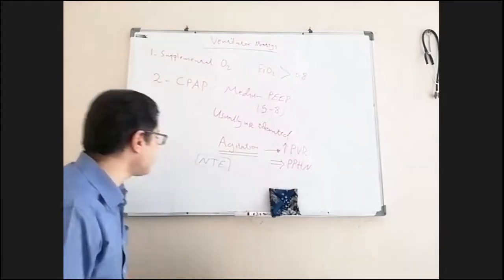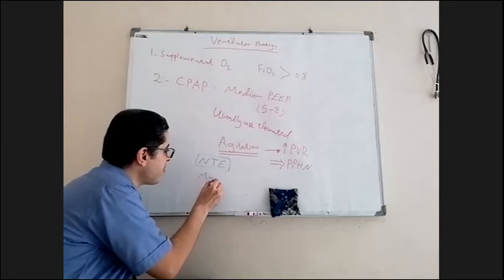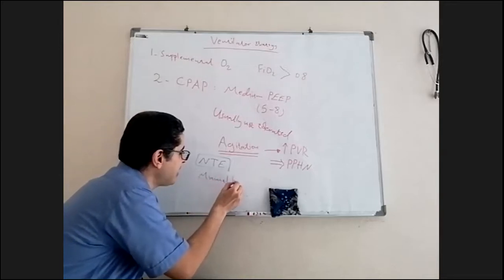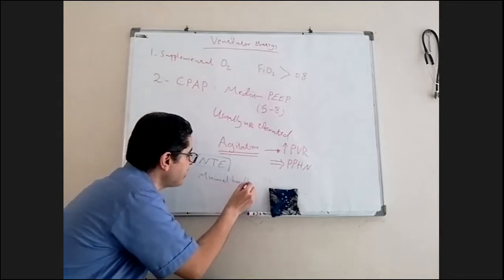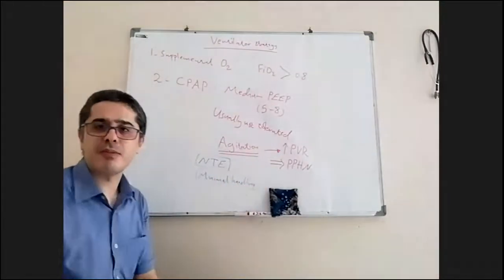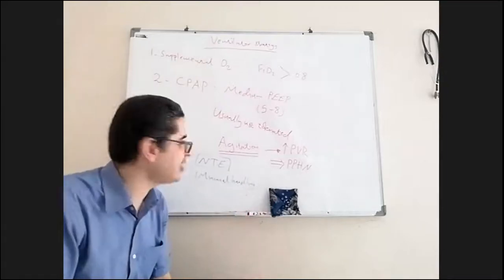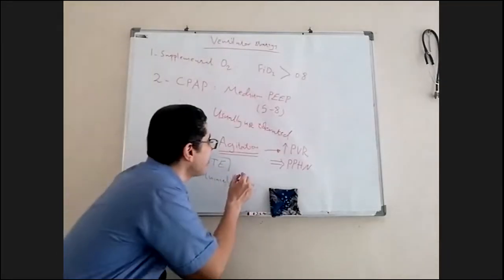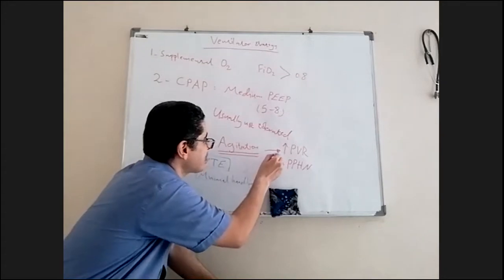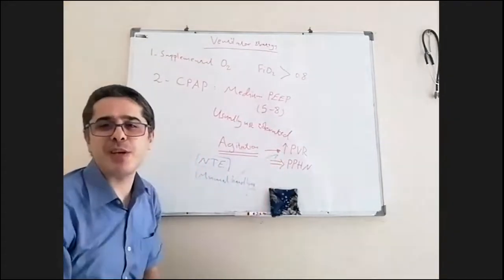The other thing is minimal handling. Don't handle the patient a lot. Why? Because handling will make the patient cry, agitate. And this agitation will increase pulmonary vascular resistance, and it will worsen PPHN.